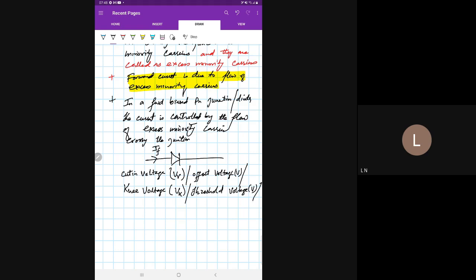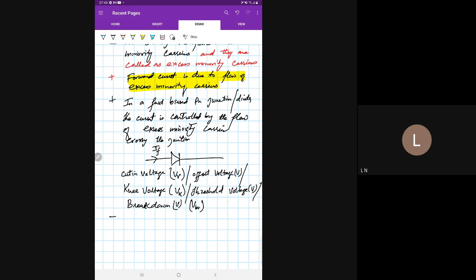Threshold voltage V, or it is known as breakdown voltage. These are all different names of the same parameter. Okay, breakdown voltage V, or V breakdown VBR. Now, cut-in voltage is defined as the minimum forward voltage required so that a current will pass into the diode.